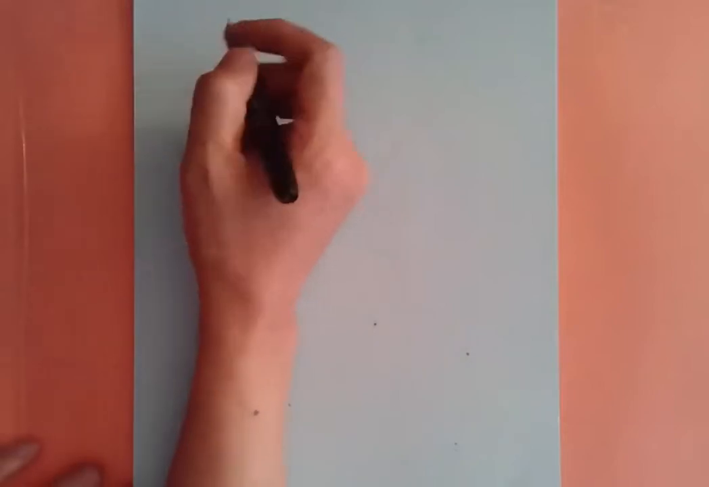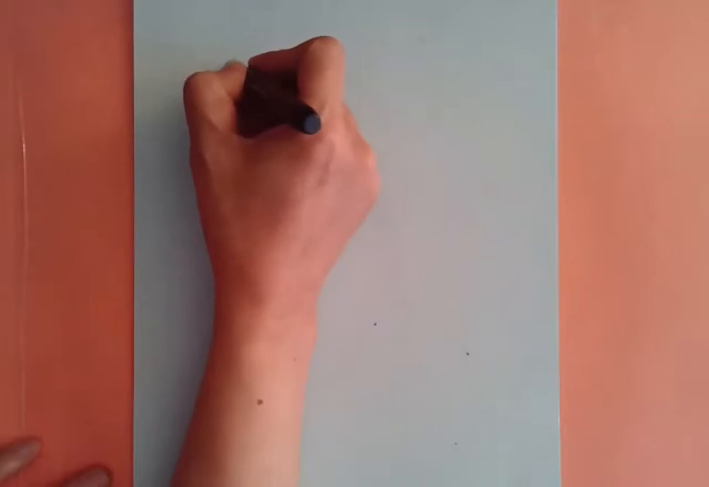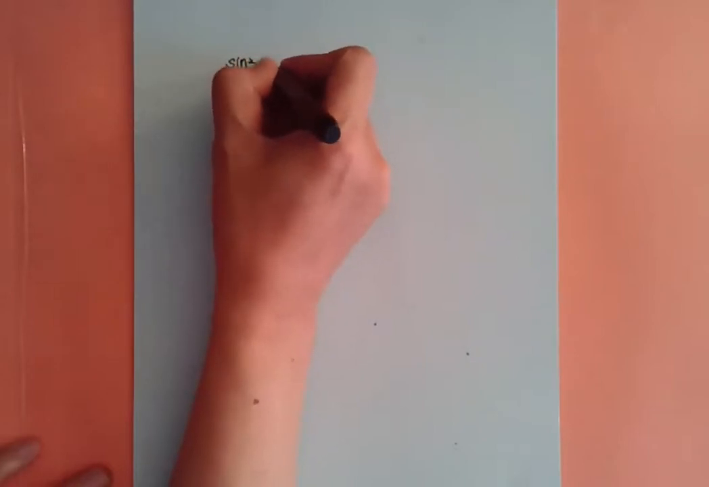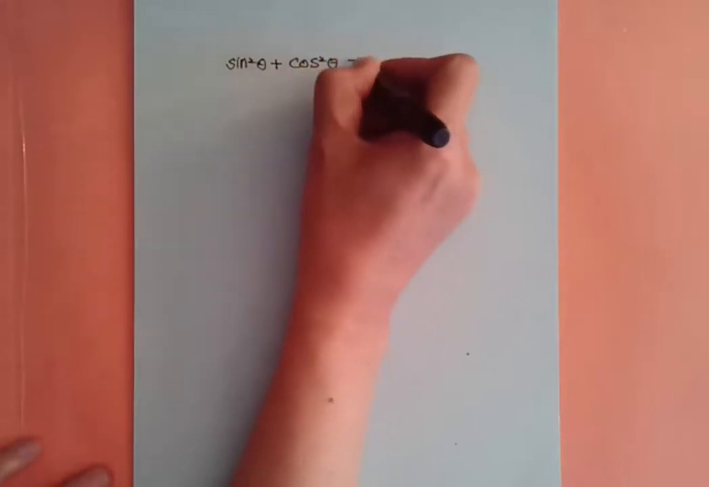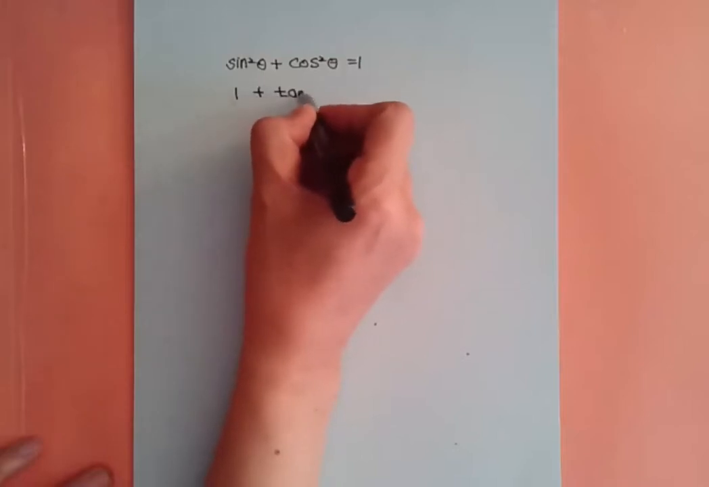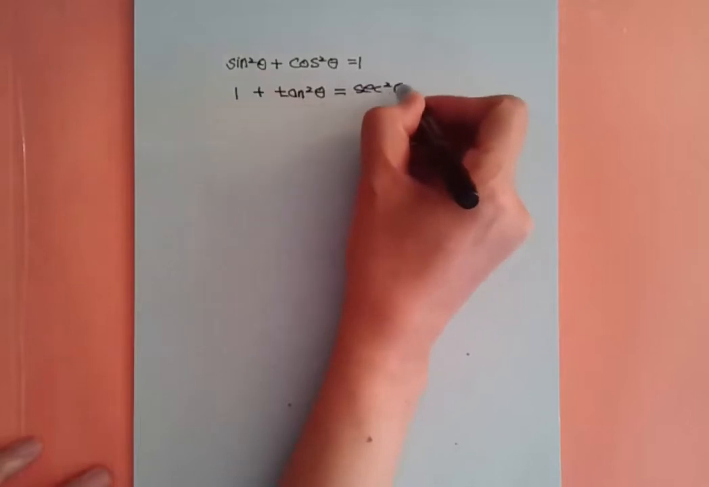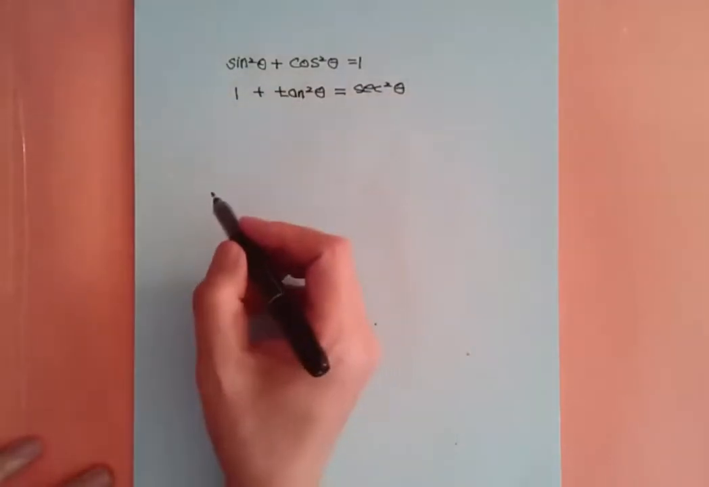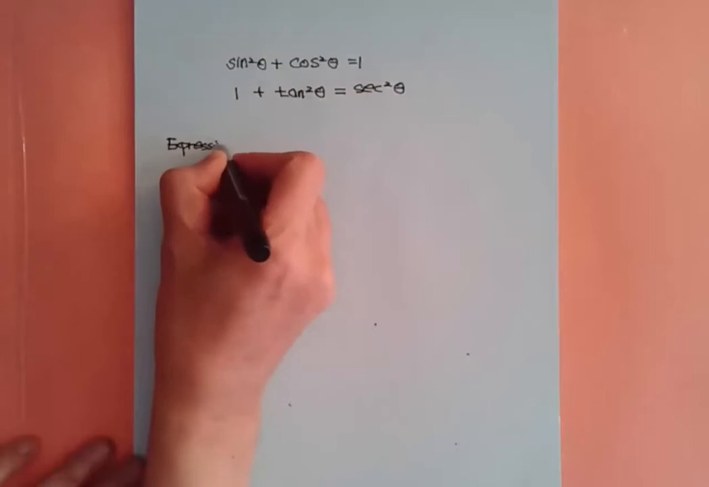Last time we started to learn about trigonometric substitution. The important formulas were sine squared of theta plus cosine squared of theta equals 1, and 1 plus tangent squared of theta equals secant squared of theta. Those were Pythagorean identities. We also learned about the strategy.